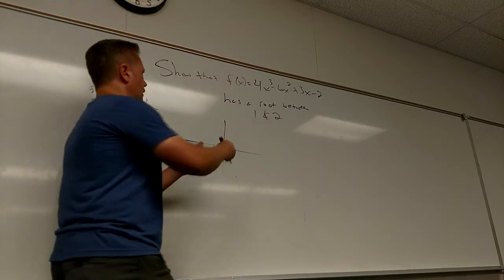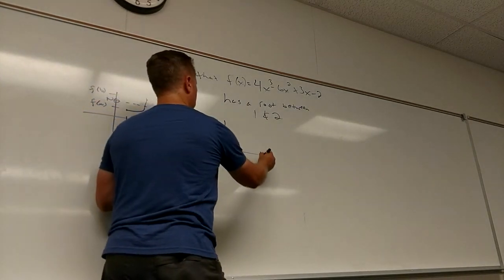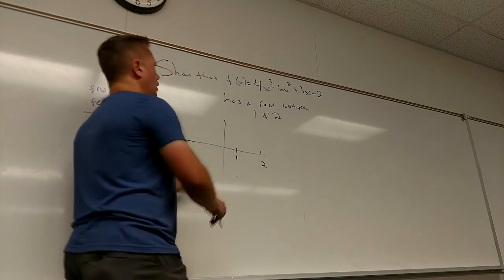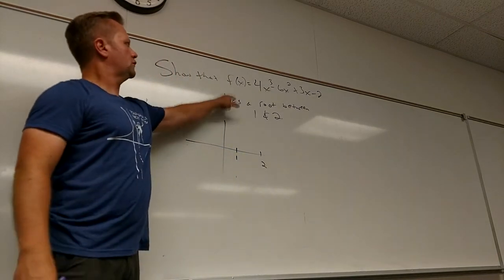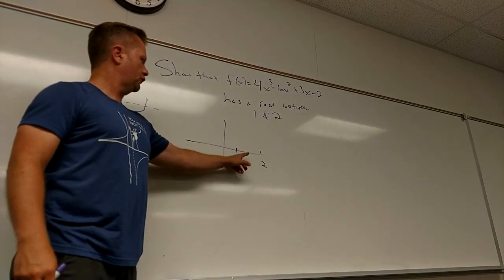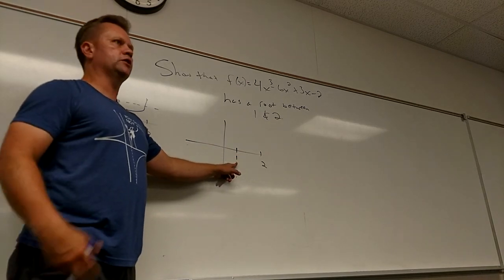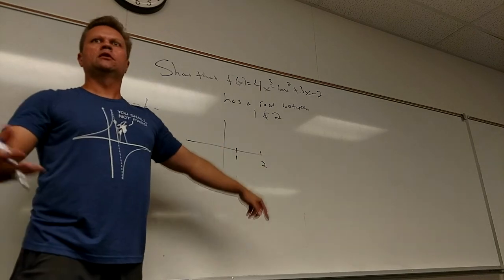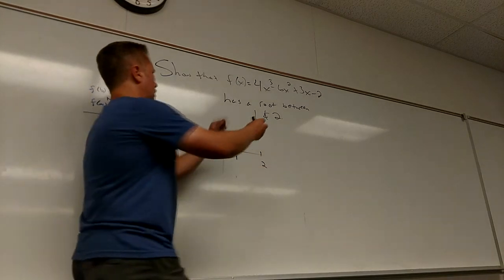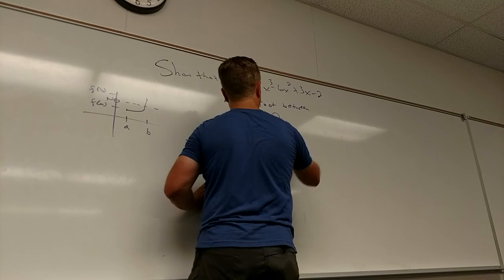So if I'm looking between 1 and 2, how would I possibly know for sure that this function has a root between there? What would force it to go through 0 somewhere in here? If on one side it was negative, and the other side it was positive, there you go. So what's f of 2, and what's f of 1?